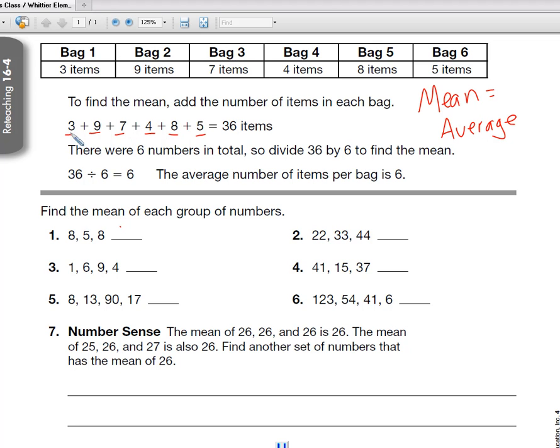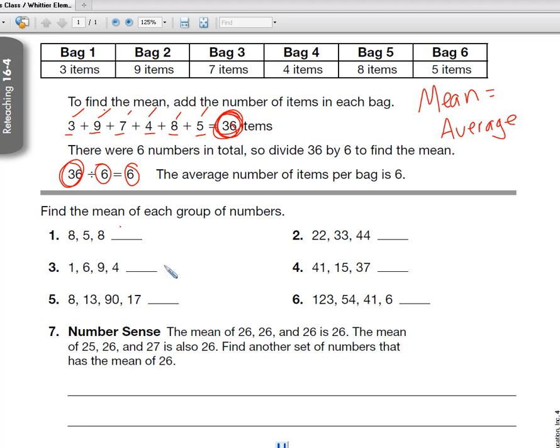So if we were to add all these numbers up, we would get a sum of 36. Okay, now that's not your average yet. In order to find the average or the mean, you have to take that sum and divide it by however many values you had. And we had 1, 2, 3, 4, 5, 6 values. So we take that sum that we added up, 36, and divide it by 6 because that's how many values we had. So the average or the mean of all these numbers would be 6.